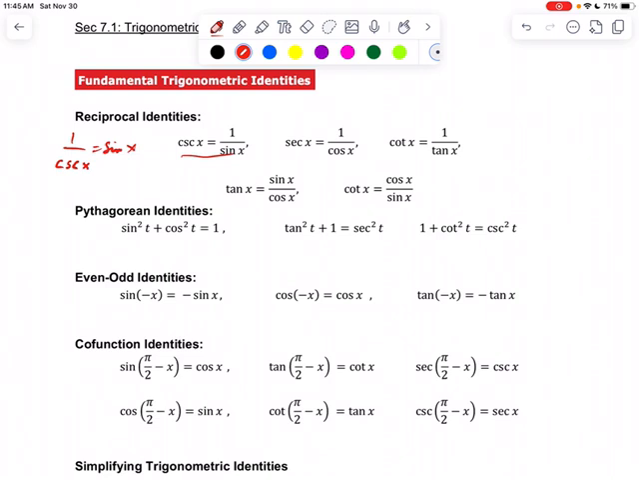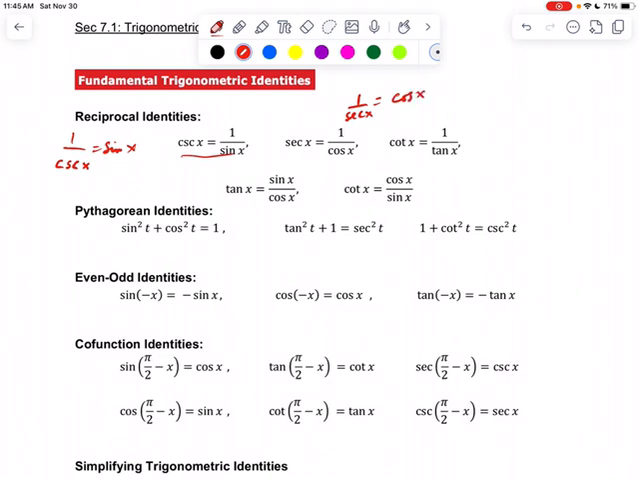In the same way, secant of x is 1 over cosine x. So if you see 1 over cosine x, you may write it like secant x. And if you see secant x, you can write it like 1 over cosine x. Like the same thing I wrote for the secant, 1 over secant x can be written as cosine x.